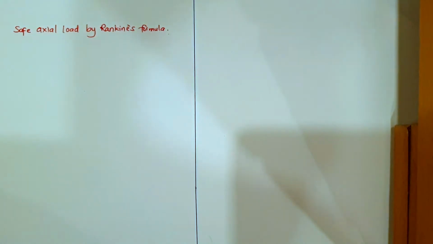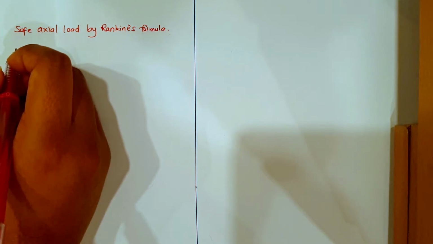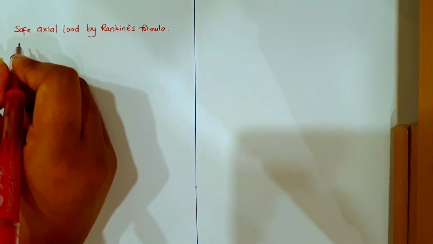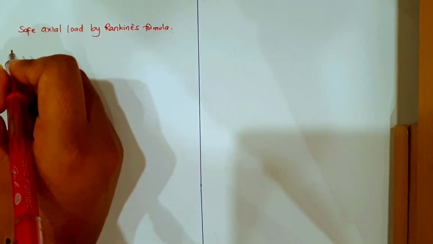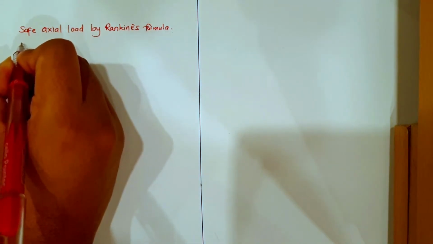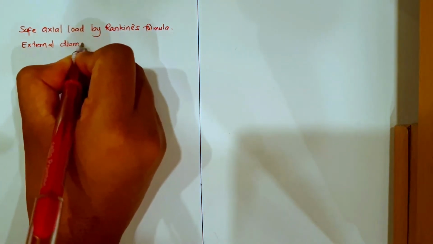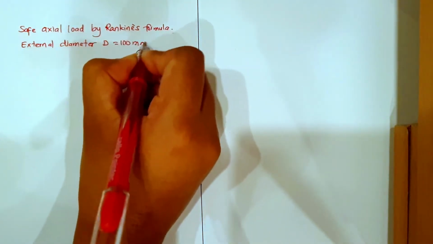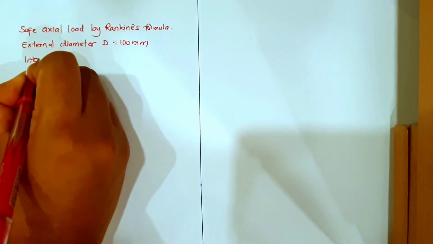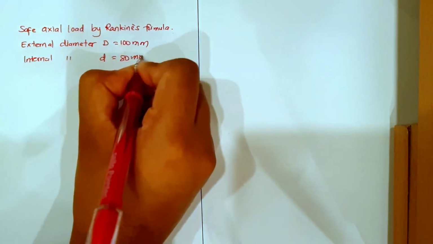Rankine's formula. Okay, now what is given? In the given we have a cast iron column, external diameter and internal diameter is given. So that means this cast iron column is a hollow circular section. External diameter D is given equal to 100 mm and internal diameter small d is given equal to 80 mm.